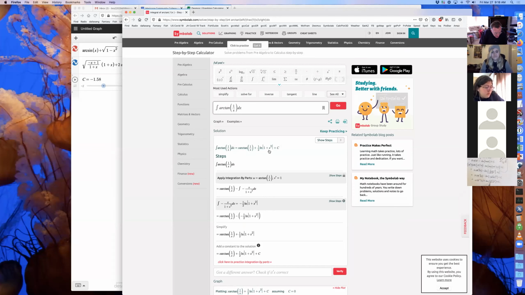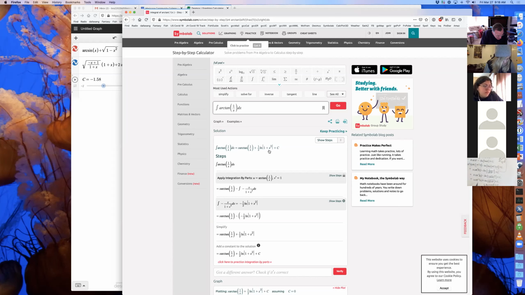See this root right here? This root is to the 1/2 power. So the 1/2 power can come down in front. So we get 1/2 the log of 1 plus x squared. There's the second part of their answer.